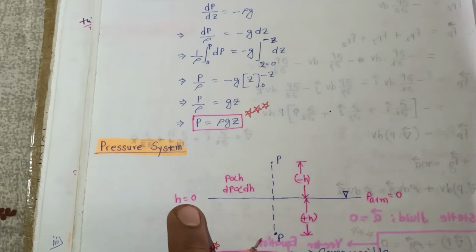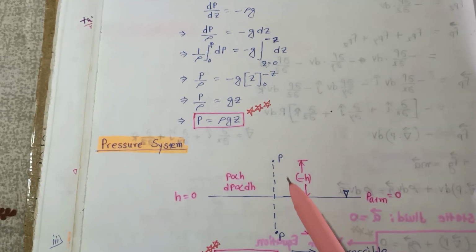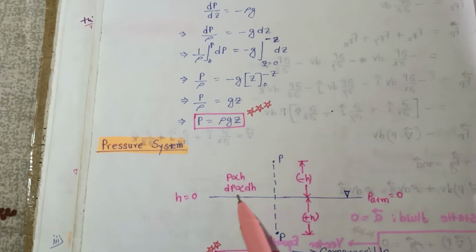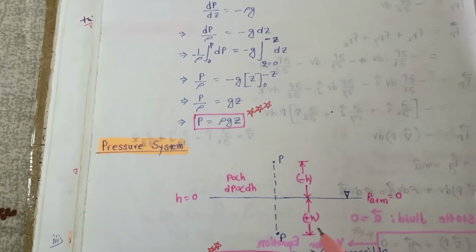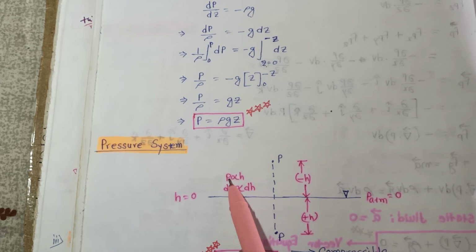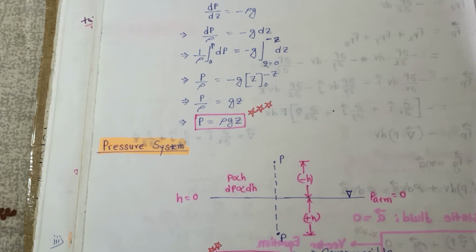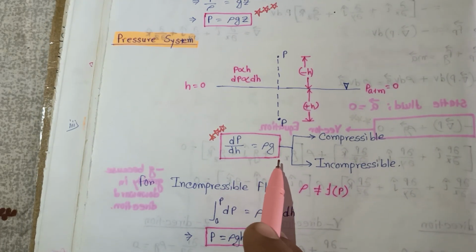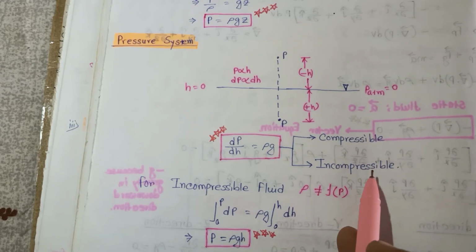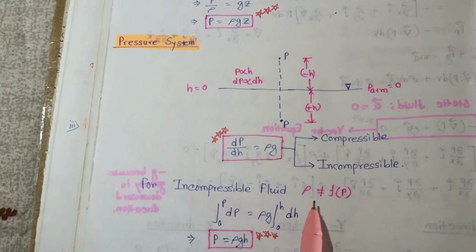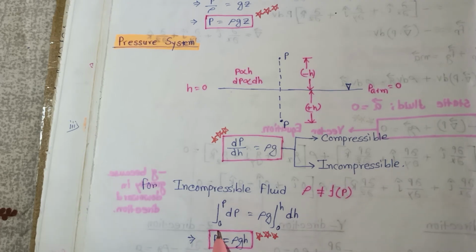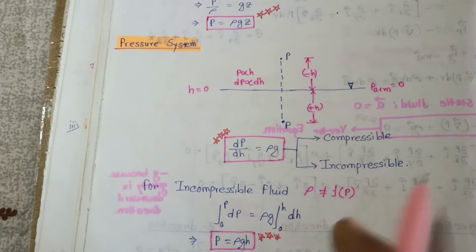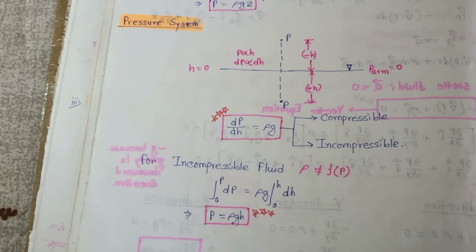For the pressure system, h equal to 0, p atmosphere is equal to 0, and you have to calculate the pressure at this point. This is the negative h and this is the positive h. Here pressure is proportional to h, so dp is proportional to dh. So dp by dh is equal to rho into g. This is applicable for compressible or incompressible fluid both. For an incompressible fluid, rho is not a function of pressure. So integration 0 to p dp is equal to rho g integration 0 to h dh. From here you can get p equal to rho g h.